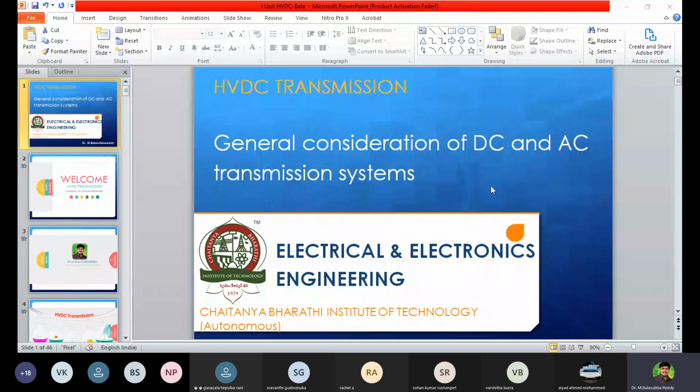Now we'll see briefly, these are all introduction only. We'll see what topics we are going to cover, and what books you need to refer to for reference only. My presentation itself is sufficient for exam purposes, but still you can go through some of the books. KR Padiyar is a very good book, and Kamakshaya is another book. Very few books are there, but you can refer to my material as well as these books.